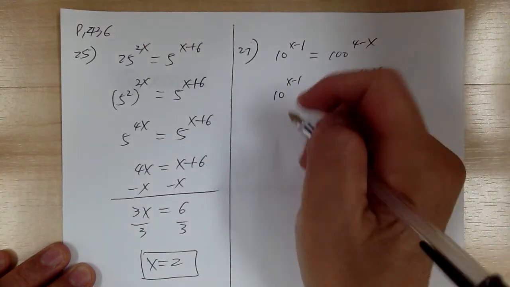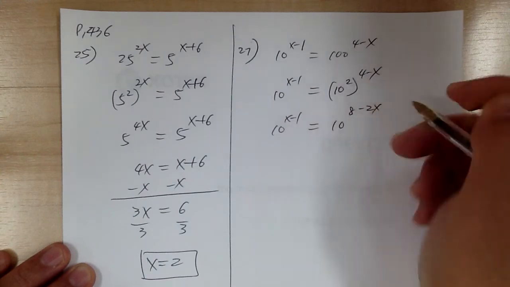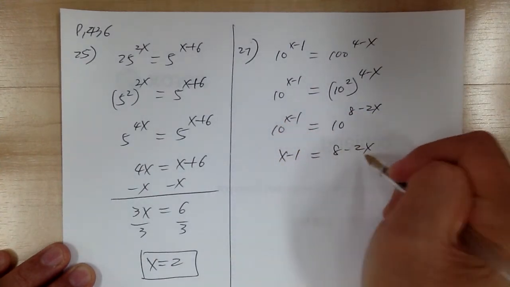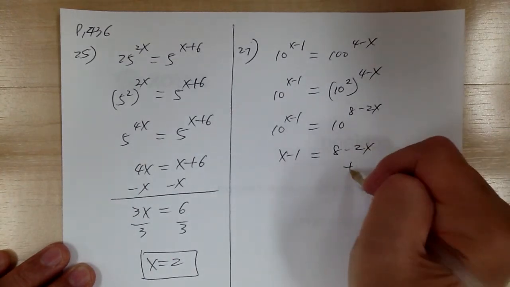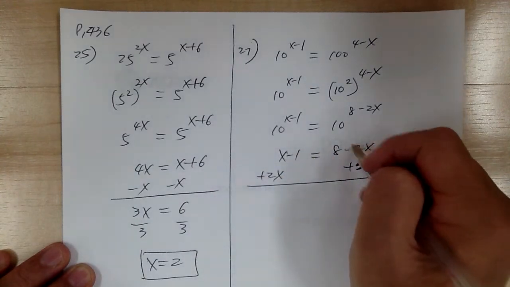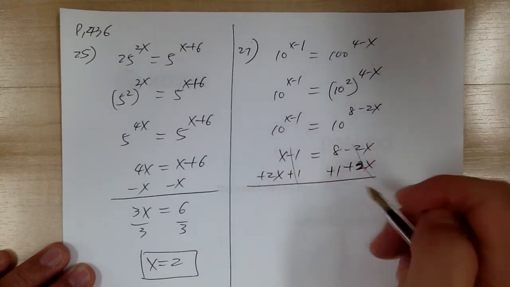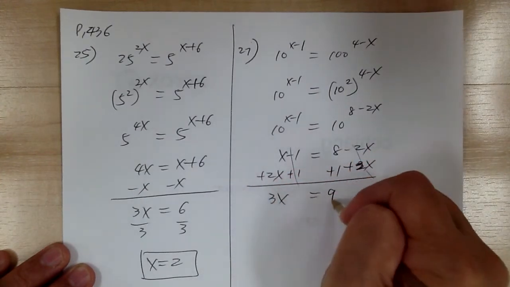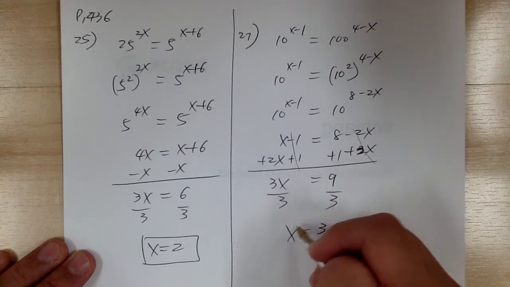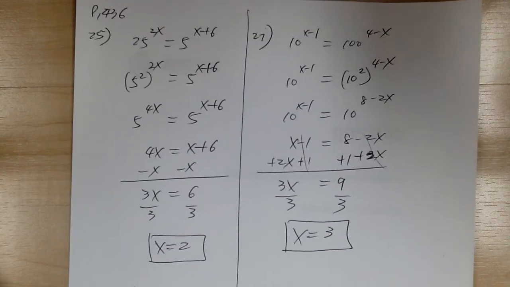So multiply out. You get 10 to the 8 minus 2x. Match it up. So x minus 1 equal to 8 minus 2x. Now to solve, I'm going to plus 2x on this side, so this will cancel out, and I'm going to plus 1 on each side, so this will cancel out. So I get 3x equal to 9. Divide by 3. So x equal to 3. Okay, next one.